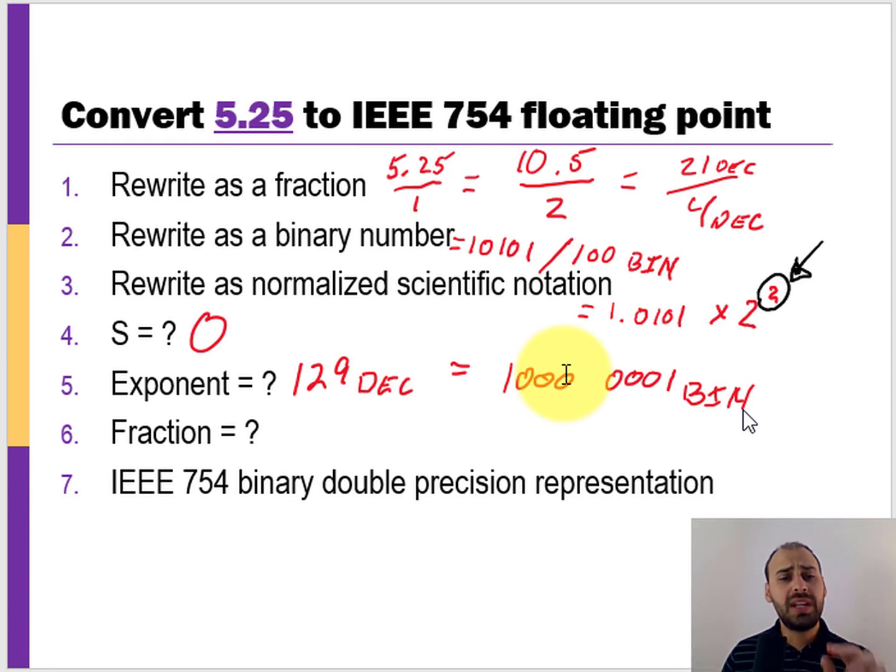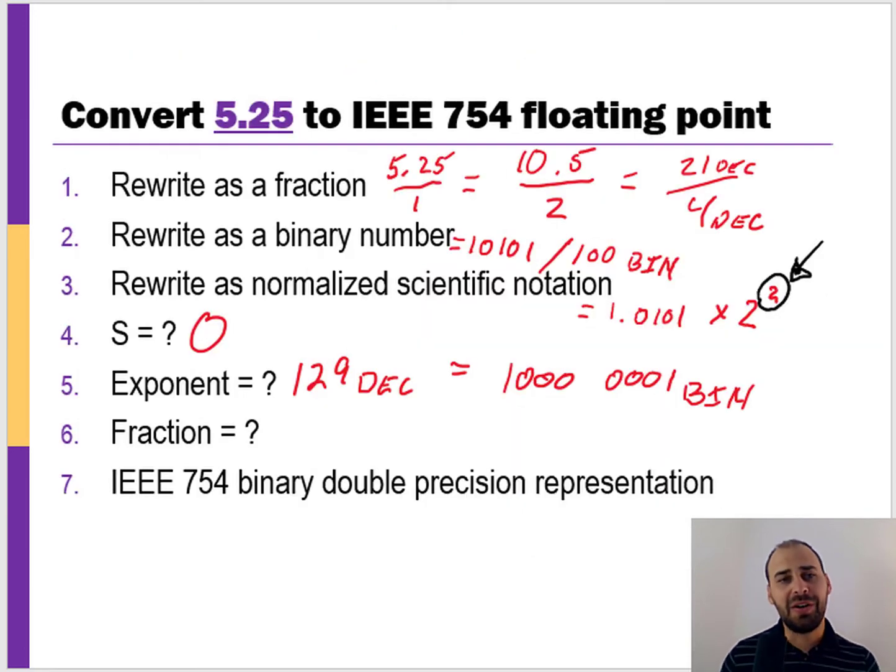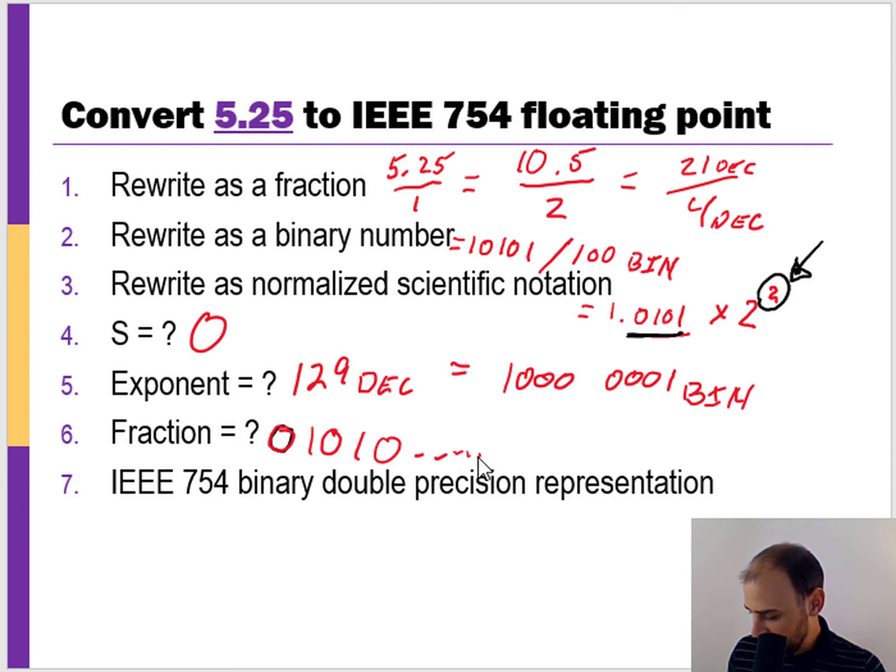So we've got 2 key pieces of our representation here. For the 754 standard, we now have the sign bit and we have the exponent. The rest is the fraction. So how do we get the fraction? That's actually quite simple. We've really already found the fraction. We've got this number here, and everything to the right of the decimal point is going to be the fraction. So the fraction is 0, 1, 0, 1, and then the rest is going to be all zeros for whatever number of bits that we have.